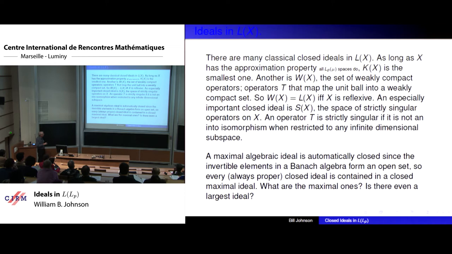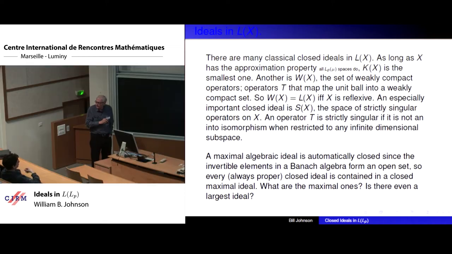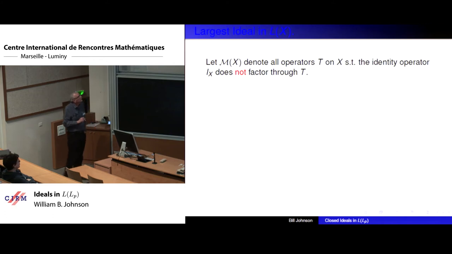It would be very interesting if you have a largest ideal. So here's a definition. M of X is all those bounded linear operators T on X so that the identity operator does not factor through T.